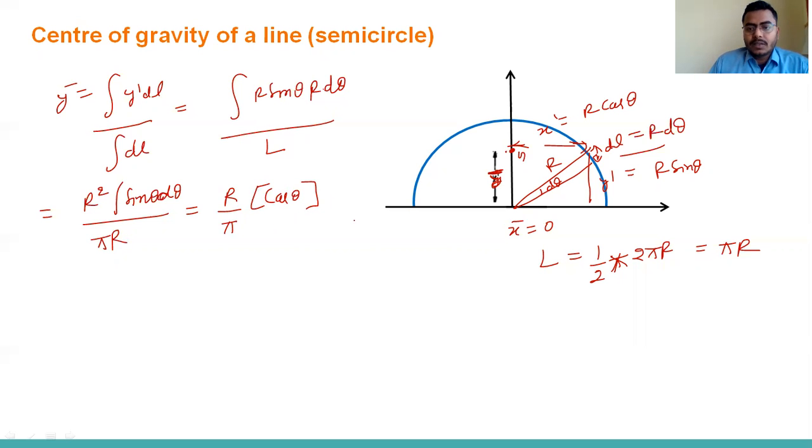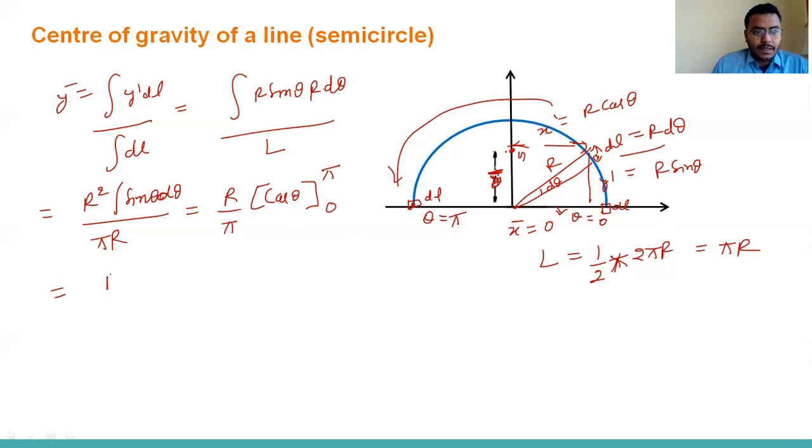What is the limit? When the length dl is here, the theta will be 0. When it is moving like this, when it is rotating to here, the theta will become pi. So the upper limit will be pi, the lower limit will be 0. By putting these limits, lower limit, upper limit, it will cover the semicircle. It will make the arc of the circle, the semicircle.